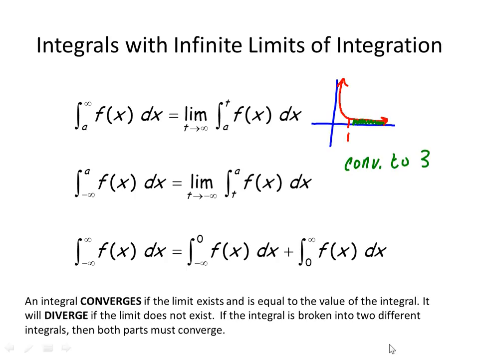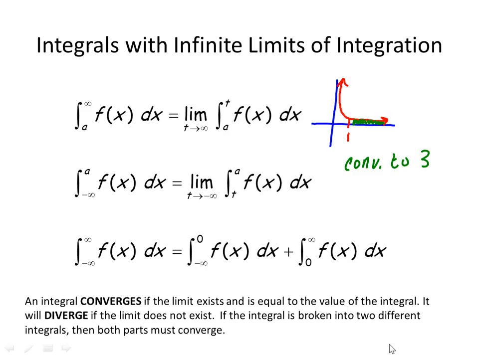Okay? What happens if it diverges? Well, if it diverges, the limit does not exist. That's when you will get either does not exist, infinity, or negative infinity. And it just diverges. And that's your answer. Your answer is diverges. Okay?